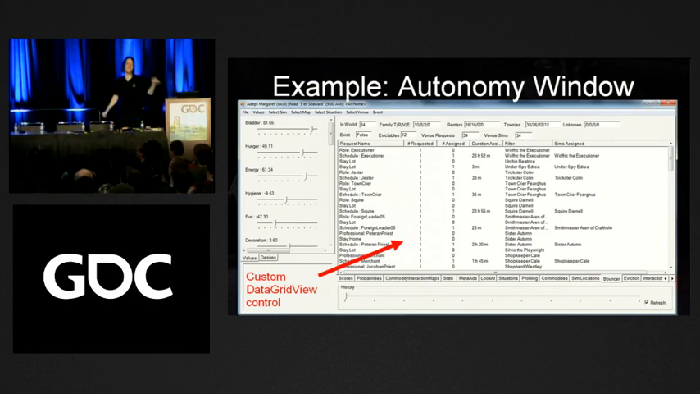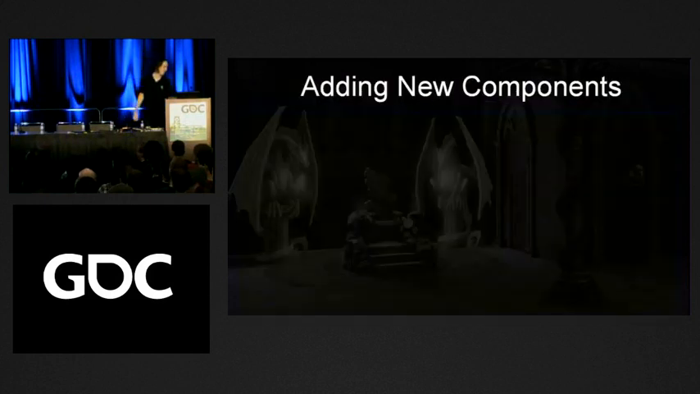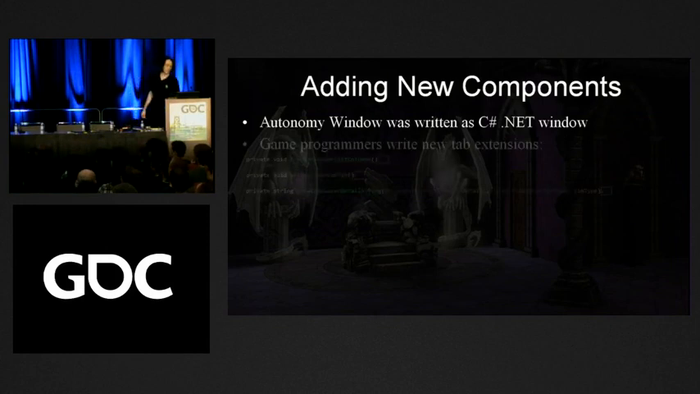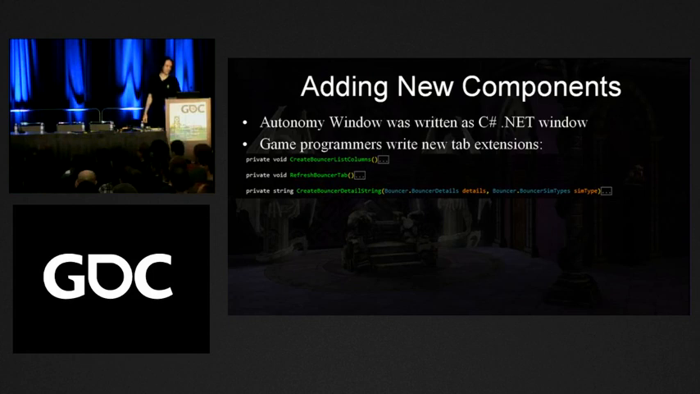Because then a designer can create a tool, right? They just drag and drop different things. That's sort of my perfect world, but we'll see if we get there. So new components, right? Here's an example of how the role tab was actually added. As I said, the autonomy window was a C# thing.